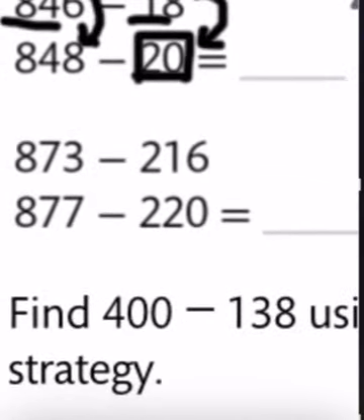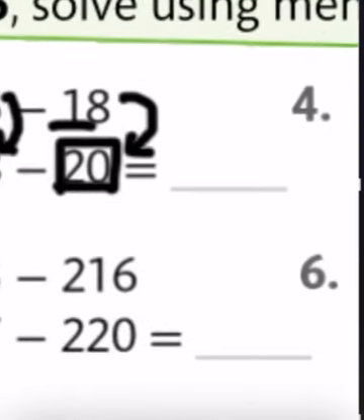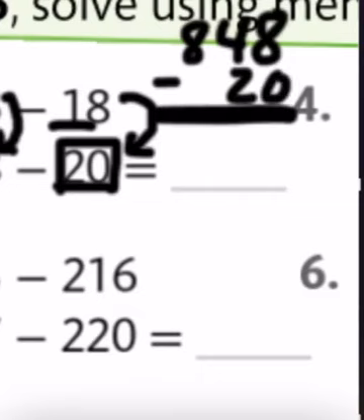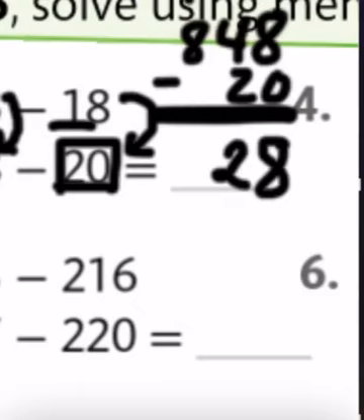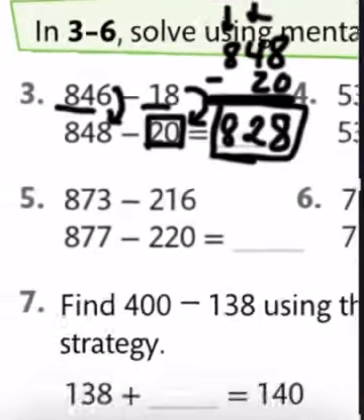Then we can subtract. Okay, and we can even write this problem up here. 848 minus 20. Subtract our ones column. 8 minus 0 is 8. Go to the tens column. 4 tens minus 2 tens, 2 tens. Go to our hundreds column. 800 minus nothing, 800. So 828 is our answer.